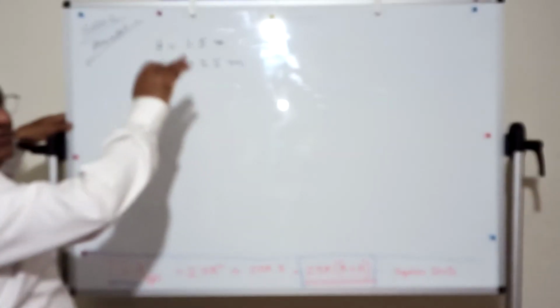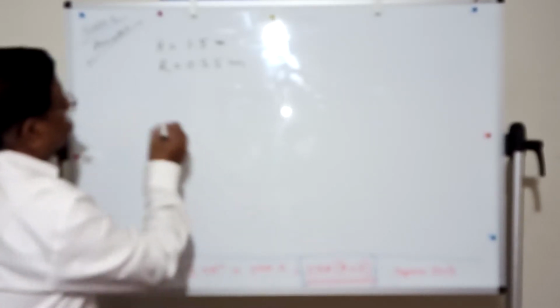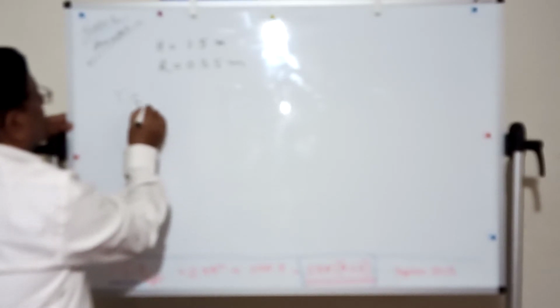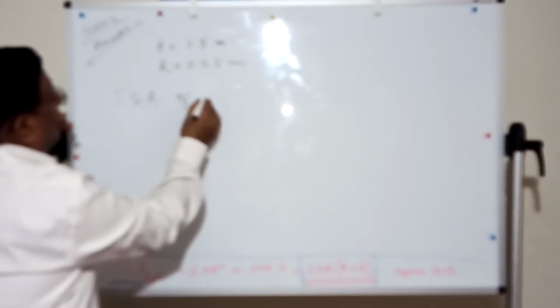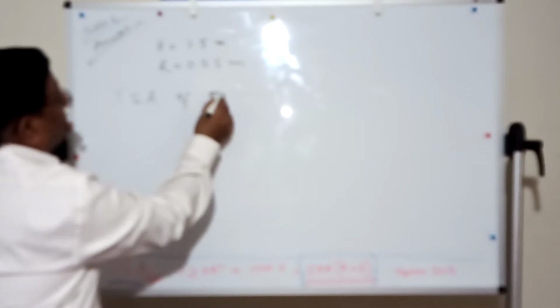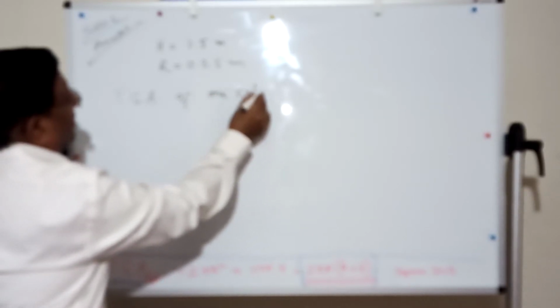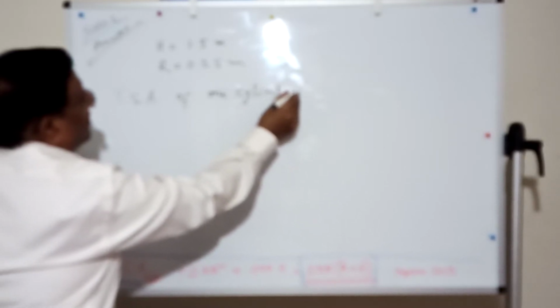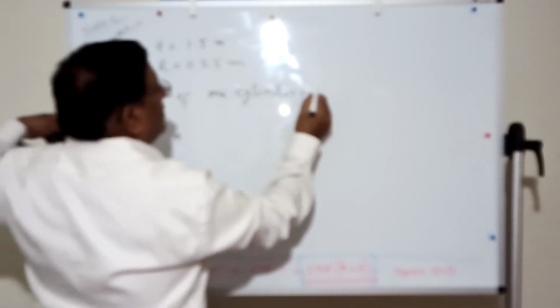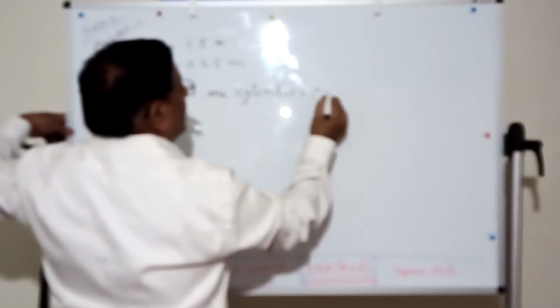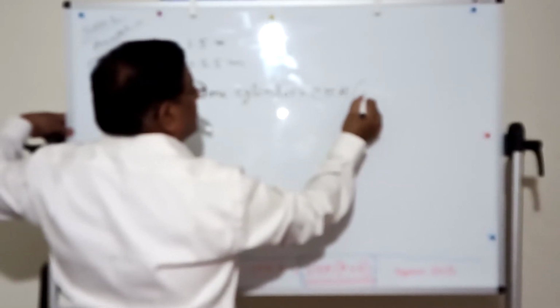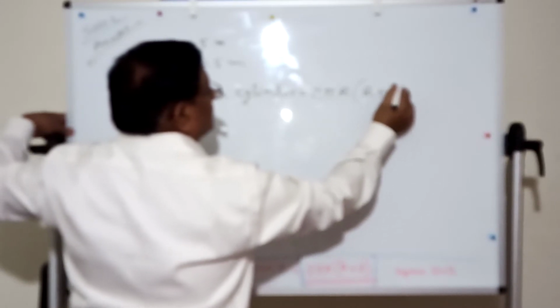That is 2 pi r square for the top and bottom, and the lateral surface area, like a rectangle area, 2 pi r times height. This is the formula. So the total surface area of one cylinder is, using this formula, 2 pi r times r plus h. 2 pi r times r plus h.